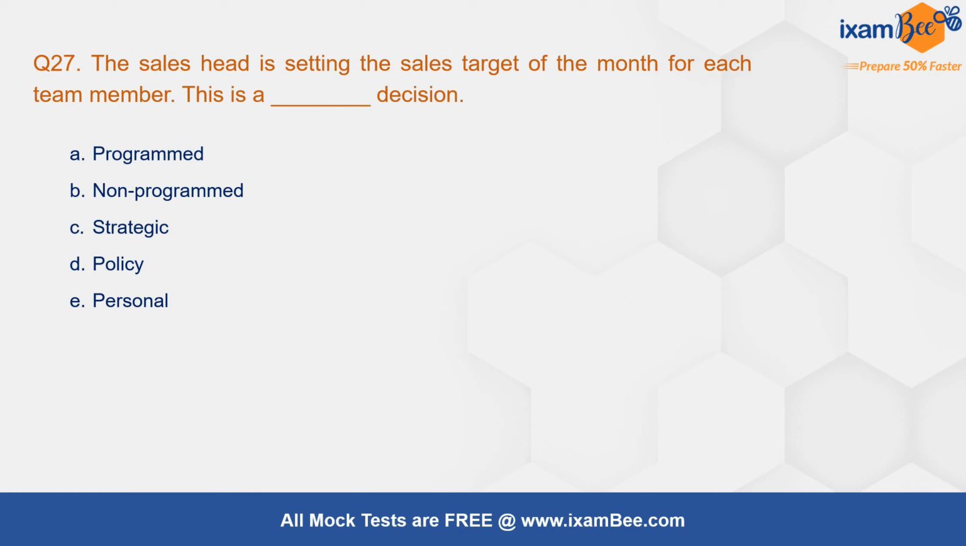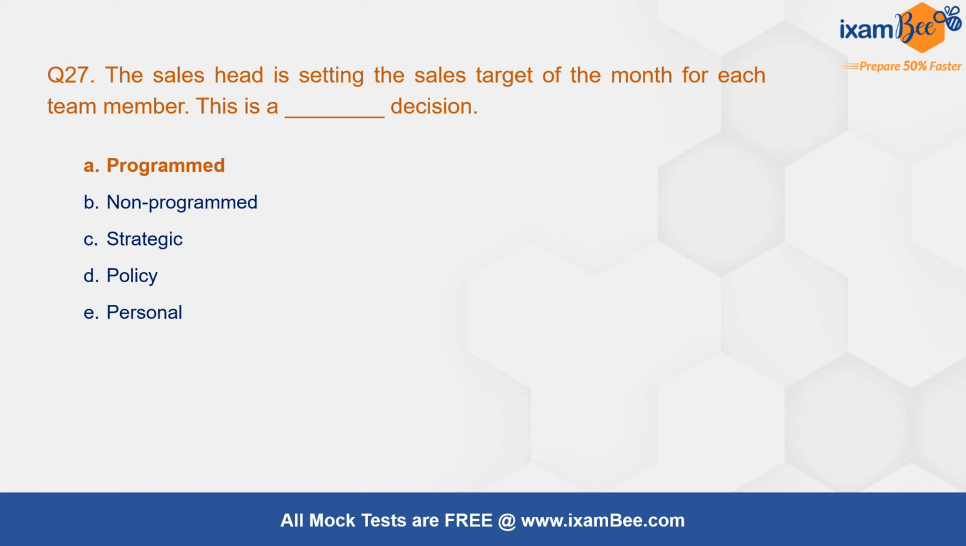that people face. The next question is 27. The sales head is setting the sales target of the month for each team member. This is which type of a decision? Is it a program decision, a non-program, strategic, policy, or personal decision? The correct answer here is a program decision.